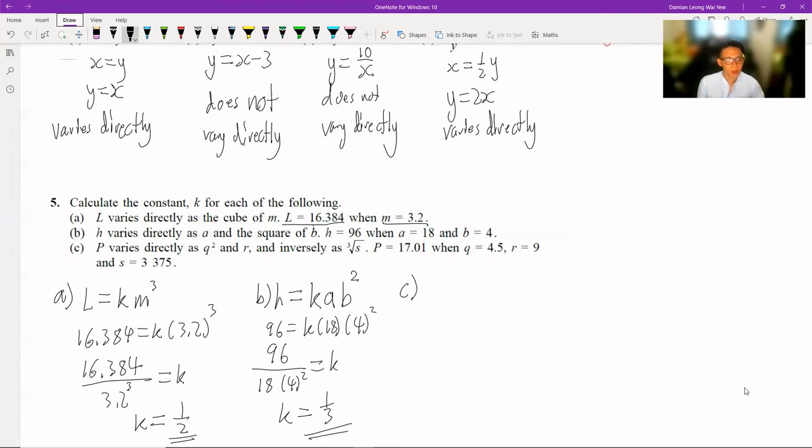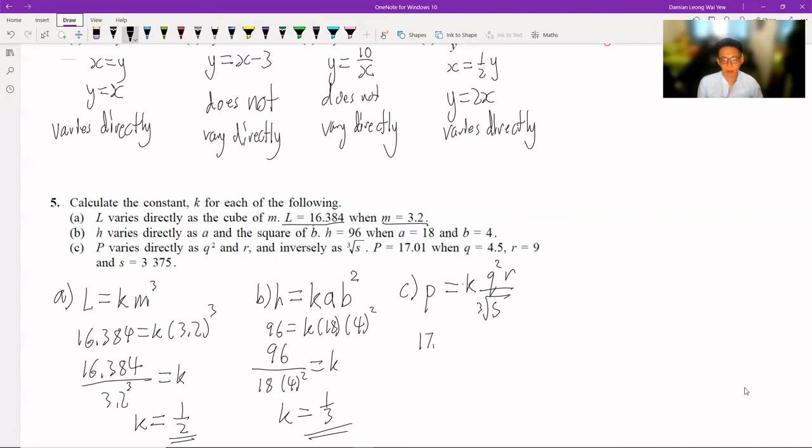Then part C. P varies directly as Q square and R. P varies directly means equals k times Q square and R. So Q square R on top. And then inversely means that would be at the bottom as cube root of S. So cube root S. Yeah, like this. So again, I want to find k. So I substitute the p, q, and r value here into the equation.